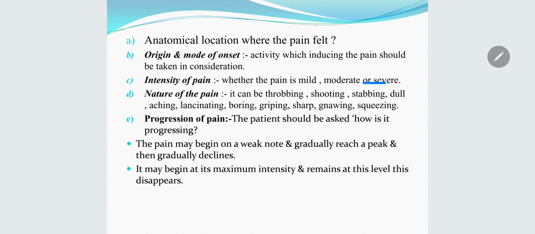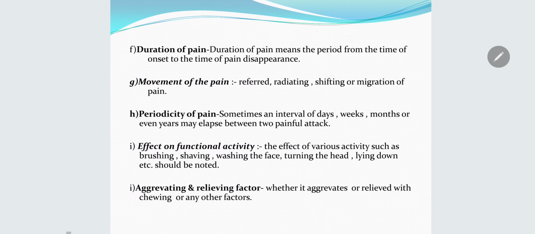Origin and mode of onset, this is the anatomy part, you have to consider from where it is coming. Intensity, whether it is mild, moderate or severe. Nature, whether it is throbbing or shooting, stabbing, dull aching, lancinating, boring, gripping, sharp, gnawing or squeezing. And progression, how is it progressing? You have to ask whether it begins on a weak note and gradually reaches a peak, or begins with maximum intensity, or disappears at some time. So you have to write the progression of the pain also.